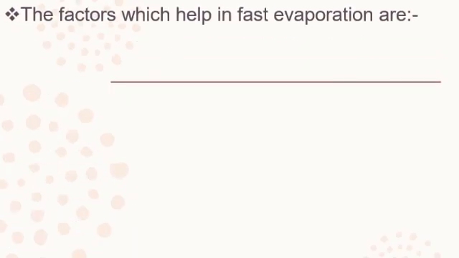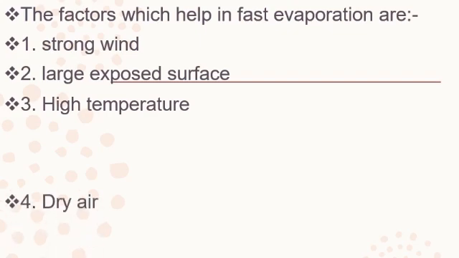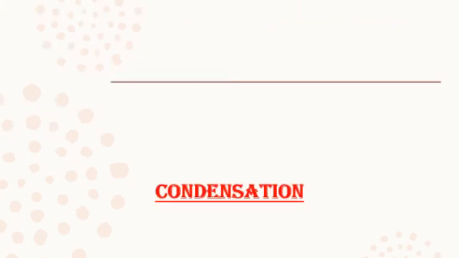The factors which help in fast evaporation are the things which make the evaporation process very fast. We have learned now: strong wind, yes, then large exposed area, more and more area, very fast evaporation process will be there. High temperature, if the sun is very strong. Dry air, if moisture is not there, the weather is very nice.